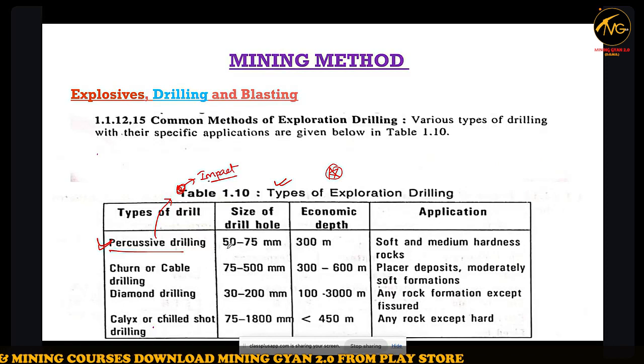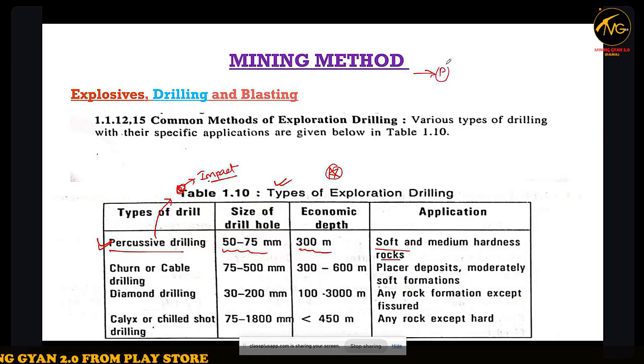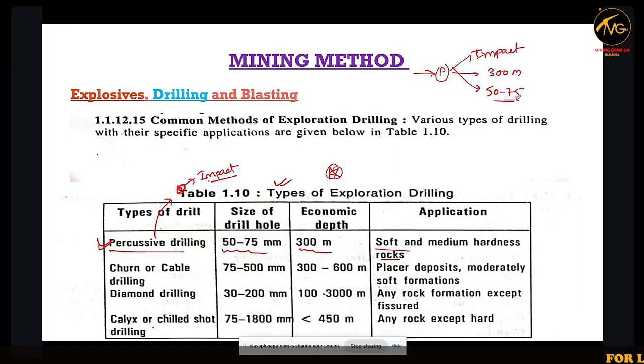Second, 50 to 75 mm. Economic depth is 300 meter. Soft rock. So for percussive drilling, you should remember these points. First, the principle is impact. Second, it is economical up to 300 meter. Third, its hole diameter is smaller than the others, 50 to 75. Hole diameter means the diameter of the drill hole being drilled.